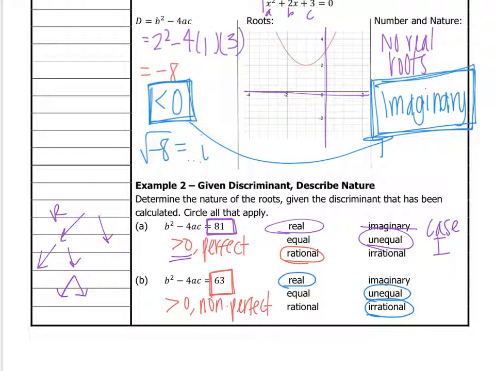Alright, so I just circled real because it's greater than 0. I circled irrational because it's non-perfect. And I circled unequal because there's essentially 2 roots. We didn't actually calculate the roots, we've just calculated the discriminant, but it does describe the nature as unequal.